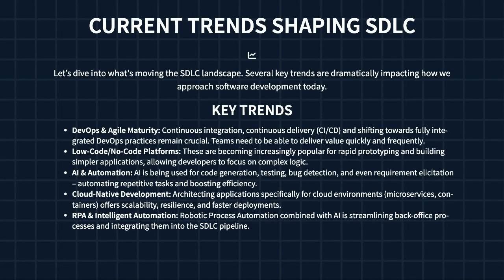Okay, let's talk about what's really shaping how we build software these days. It's not just about sticking to the old waterfall model anymore. DevOps practices where development and operations work hand in hand are absolutely vital for delivering updates quickly. Low-code/no-code platforms are also gaining traction, allowing teams to build apps much faster. And don't forget about AI, it's starting to help us write code, find bugs, and even understand what users actually need. Plus, building applications specifically for the cloud using things like microservices and containers is becoming the standard. Finally, we're seeing more automation through robotic process automation and intelligent tools.